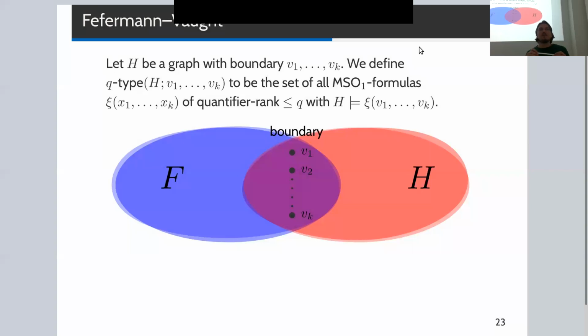Yes, you can specifically talk about the vertices in the boundary, but a formula works on variables. It does not work on vertices of the graph. So in the formula, you only mention the variables x1 to xk. But when you evaluate this formula, you plug in the vertices of the boundary. V1 gets mapped to x1, vk gets mapped to xk. So for evaluating purposes, these variables are replaced by exactly the vertices in the boundary. So whenever you want to say V1 has some property, you say x1 has this property, and then it gets mapped when you evaluate this formula.